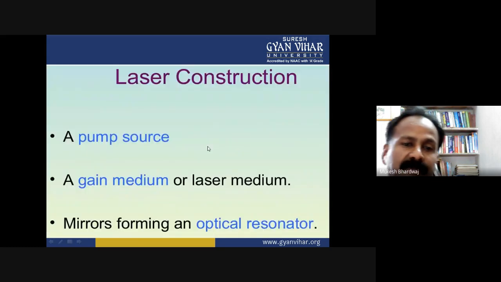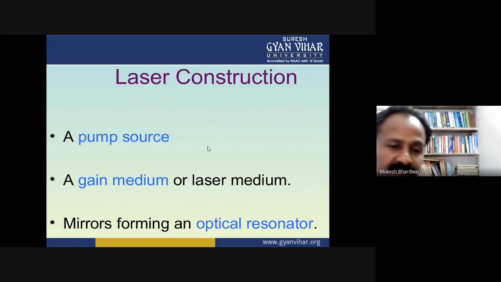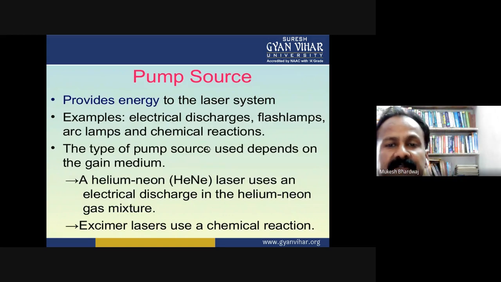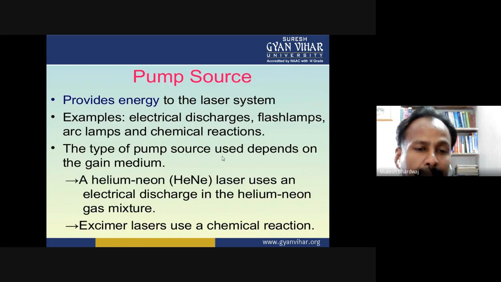Laser construction: a pump source, a gain medium or laser medium, and mirrors forming an optical resonator. The pump source provides energy to the laser system. Examples: electrical discharge, flash lamps, arc lamps, and chemical reactions. The type of pump source used depends on the gain medium. A helium neon laser uses an electrical discharge in the helium neon gas mixture.